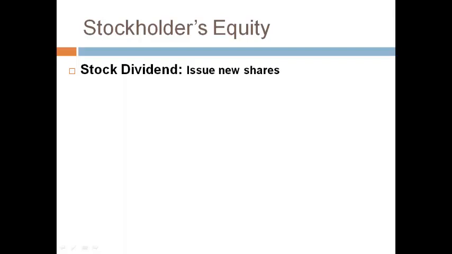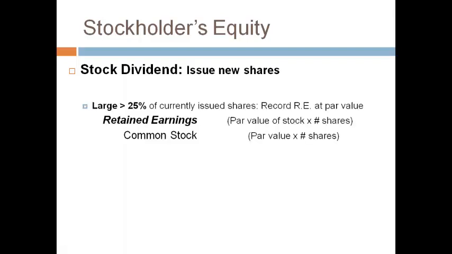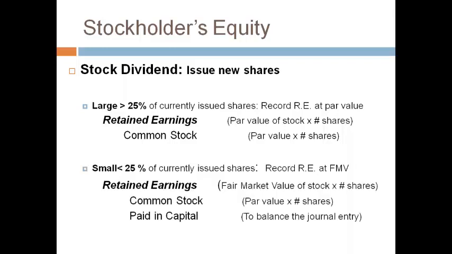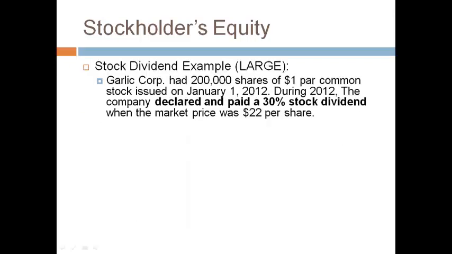A stock dividend is always stated as a percent. This percent is the percent of total currently issued shares that will be issued to shareholders. A large dividend, greater than 25%, is recorded to retained earnings at par. A small dividend, less than 25%, is recorded to retained earnings at fair market value. Recording a stock dividend does not change total shareholders' equity. Recording a stock dividend just moves amounts out of one stockholder's equity account into other stockholders' equity accounts.